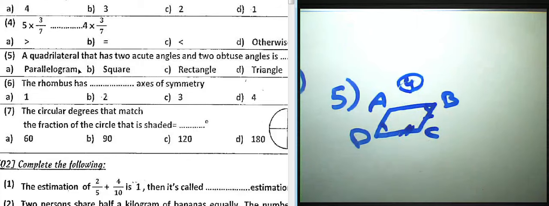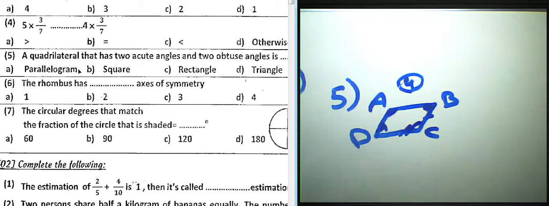Again, about a quadrilateral that has two acute angles: the measure of angle B is less than 90 degrees and greater than 0, it's an acute angle. The measure of angle B equals the measure of angle D. The measure of each of them is less than 90 degrees and greater than 0. But the measure of angle A must be greater than 90 and less than 180. We call it an obtuse angle. Angle A and angle C are equal in measure. You must choose letter A for question number 5.